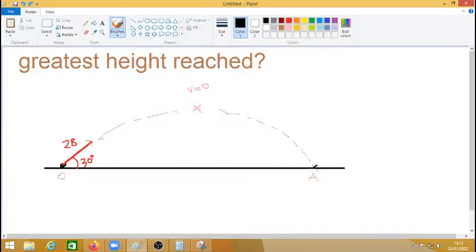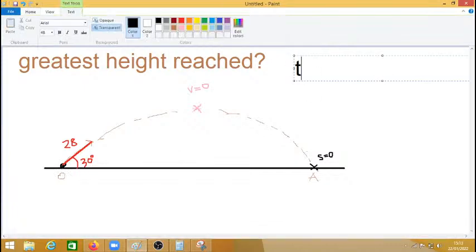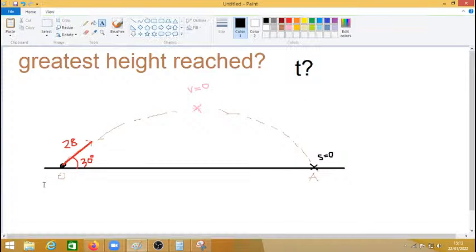Okay, the second fact is at this point here, when it hits the ground, the vertical distance is 0. The vertical distance is 0. So now we're going to try and use that because the next question is, can we work out the time taken to get from the beginning to the end? What is the time that it will take? So let's go horizontally now.